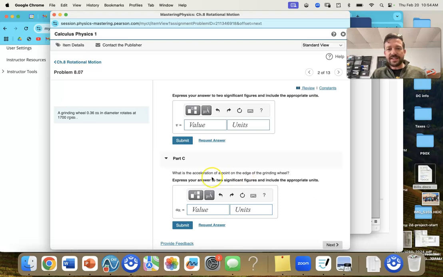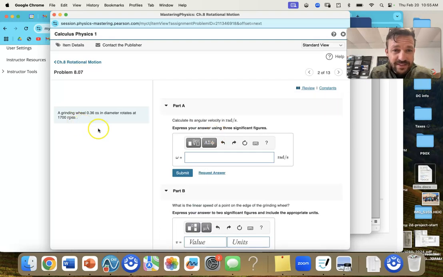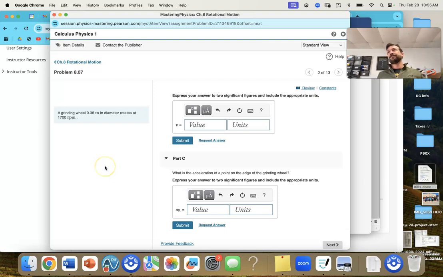And then what is the acceleration of a point on the edge of the grinding wheel? Well, think about it. It's moving at a constant. It doesn't say constant, but it tells you how fast it's moving, right? So it's moving at 1,700 revolutions per minute. Doesn't seem like it's accelerating at all. Seems like it has a constant velocity. Okay?